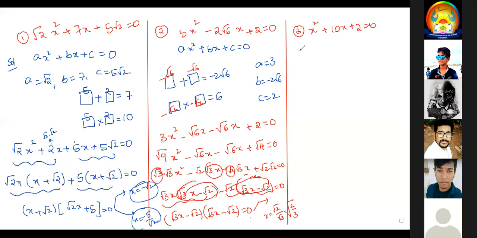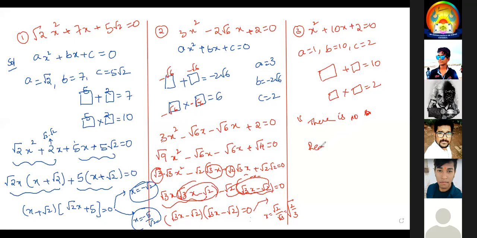Now here, a is equal to 1, b is equal to 10, c is equal to 2. I want two numbers whose sum is 10 and whose product is 2. So they said, sir, it is not possible. Yes, it's not possible. So you should write, there is no real solution.